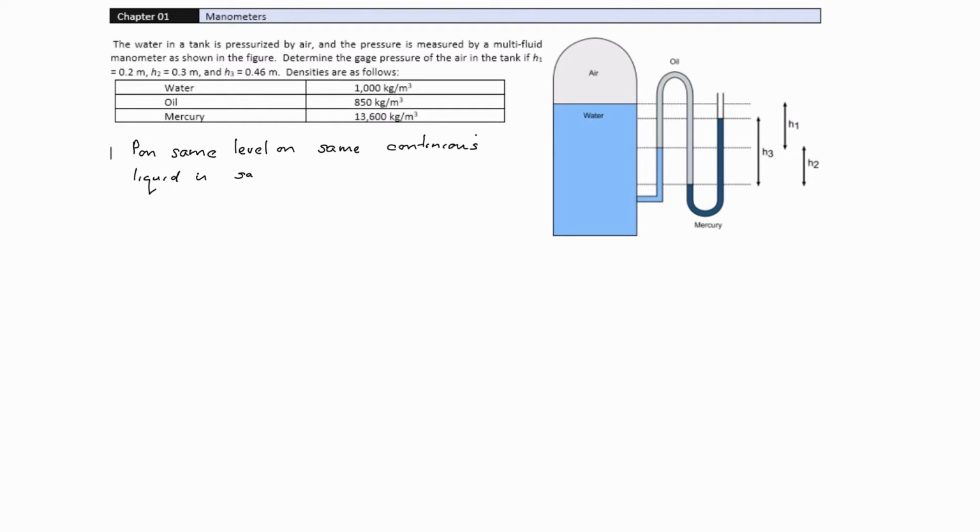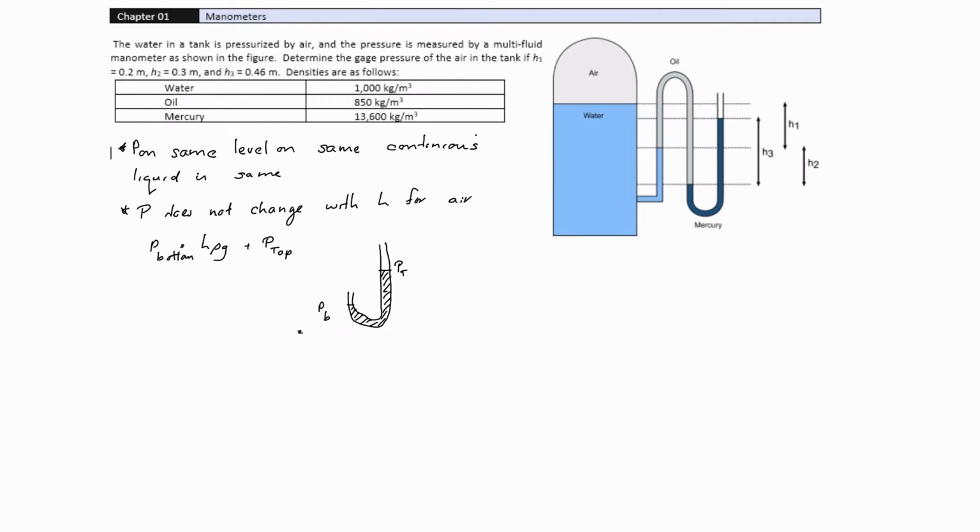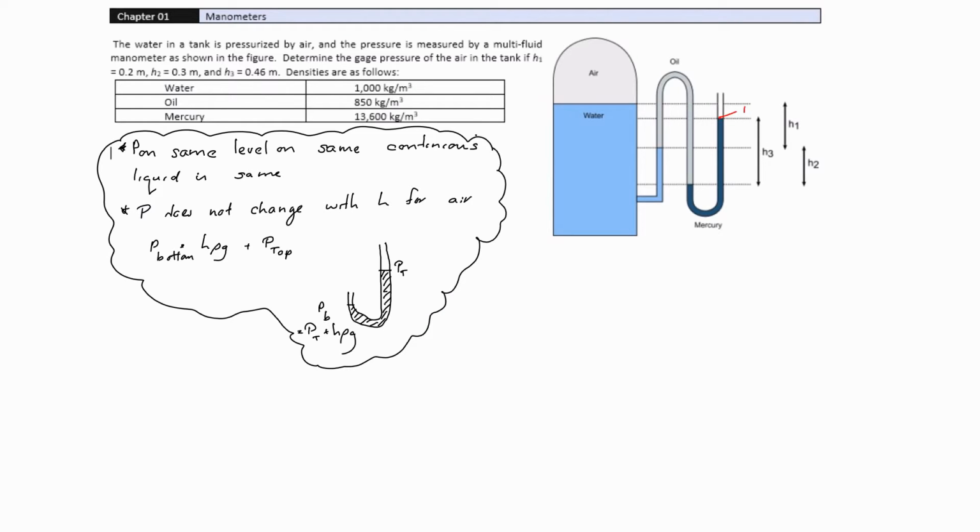And we understand that pressure does not change with height for an air column. However, for a liquid, the pressure at the bottom of the liquid is equal to the pressure at the top of the liquid plus H rho G. Now, let's mark several important points on this compound manometer so that we can easily describe what we are doing.